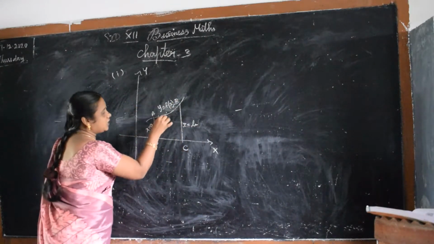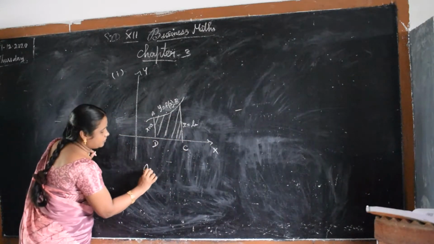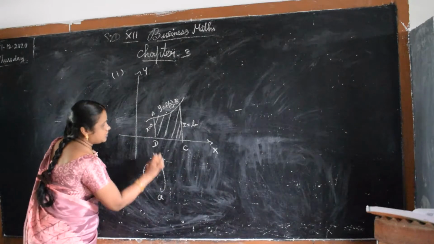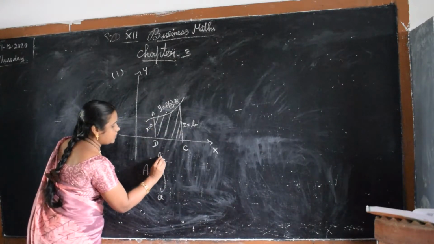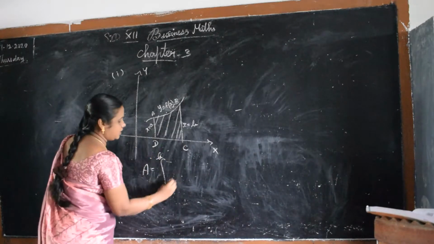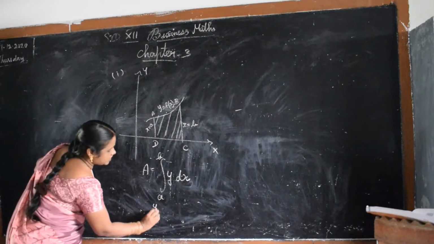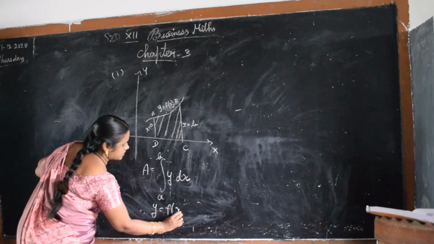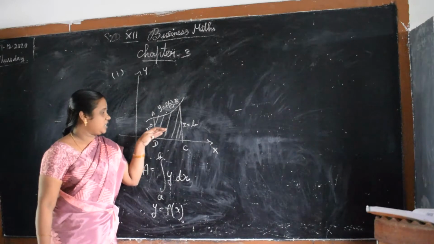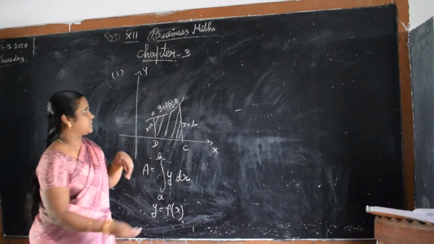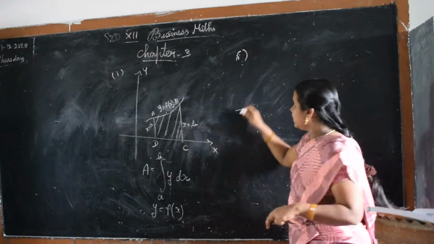We can find this area bounded by the curve with the help of the formula: integral, with the limits x is equal to a, x is equal to b, bounded by the region, with the limits a and b, y dx. Here y is equal to f of x. This is the first case, if the area of the region lies above the x-axis. Next, the second one is if the curve lies below the x-axis.